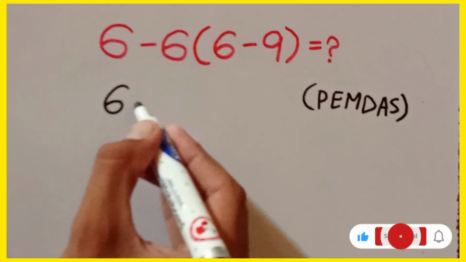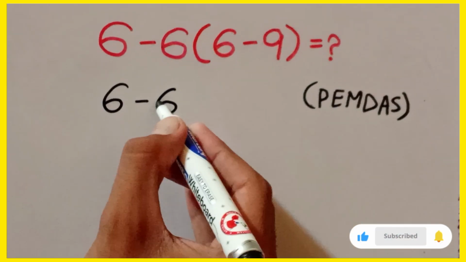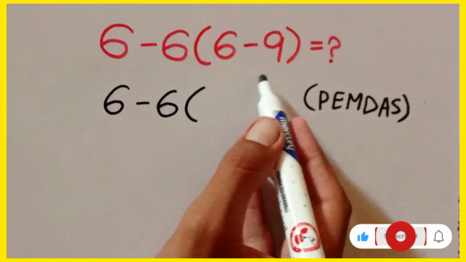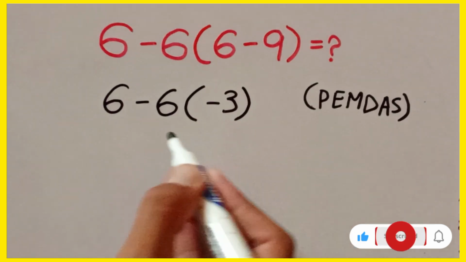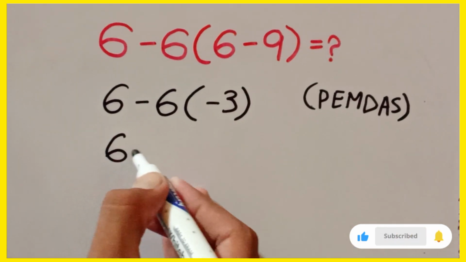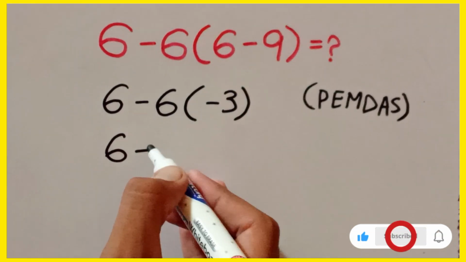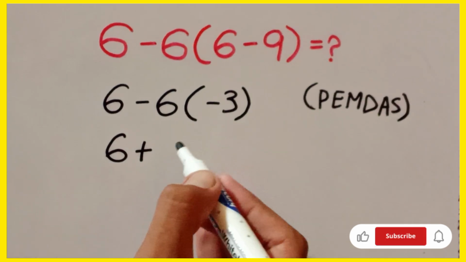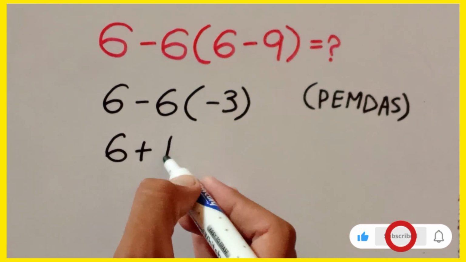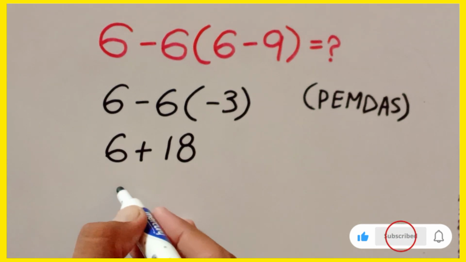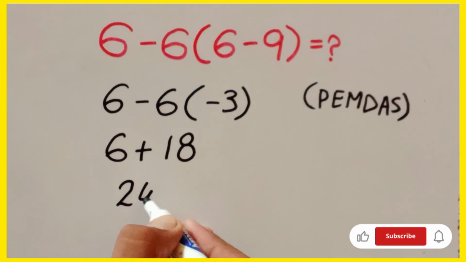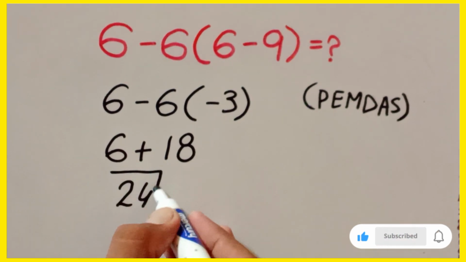So 6 minus 9, which is equal to minus 3. So in the next step, 6 minus minus, plus 6 threes are 18. So 18 plus 6, which is equal to 24. This is the final answer of this expression.